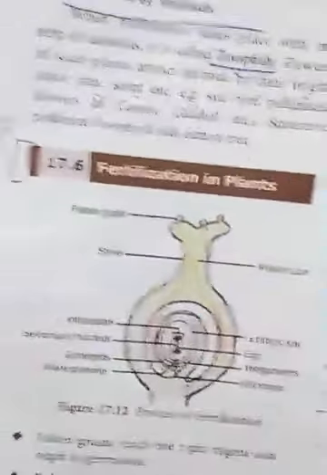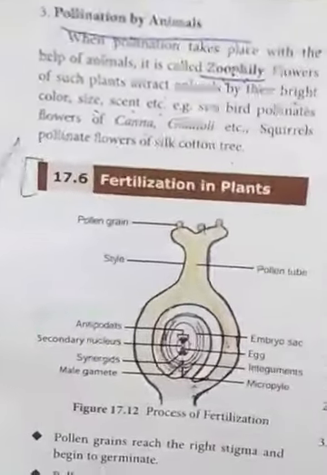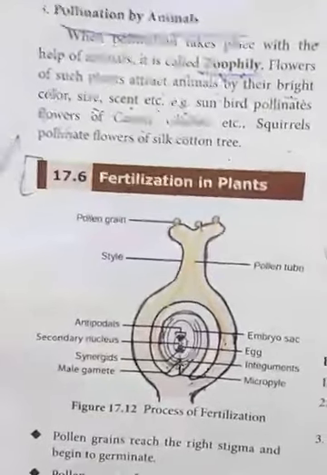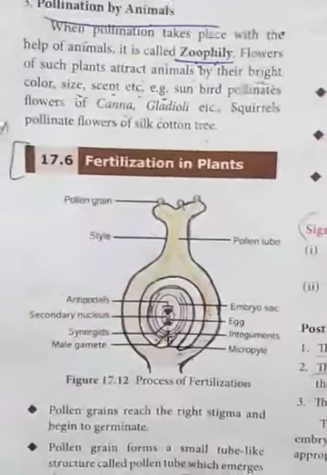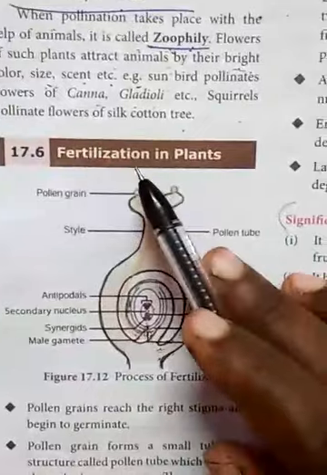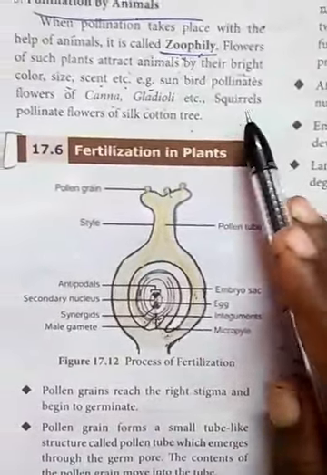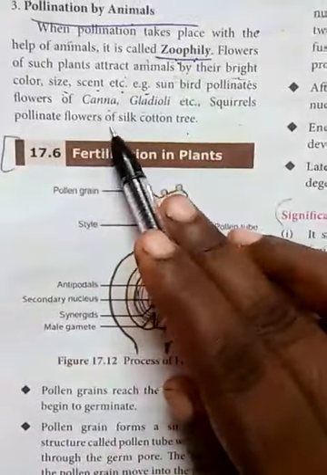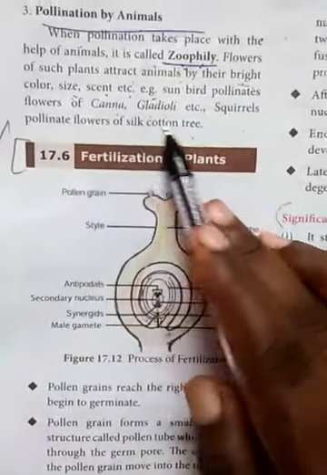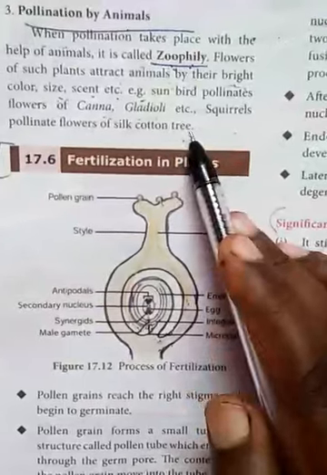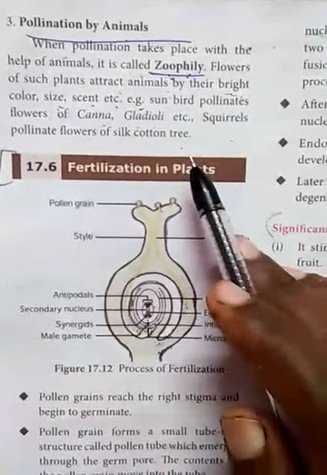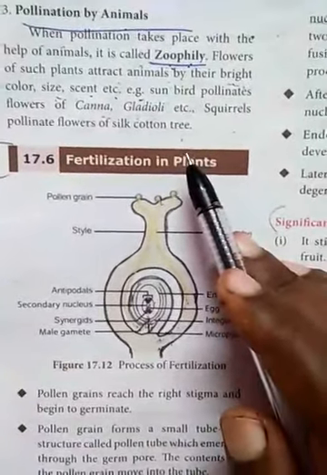So common examples of animals which help in this pollination are the sunbird. The sunbird pollinates the flowers of canna, gladiolus, etc. Another animal which helps in the pollination is the squirrel. The squirrel helps in pollinating flowers of silk cotton tree. Okay, so hope you have understood the pollinating agents.